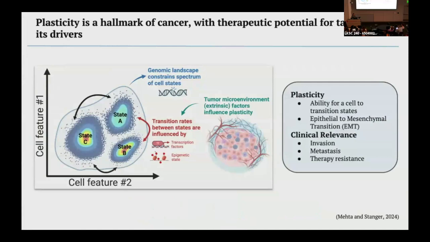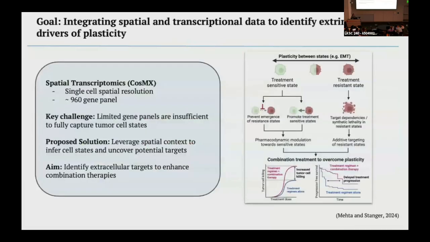EMT is central to tumor progression, metastasis, and therapy resistance, making it an important target for therapeutic interventions. In this presentation, I'll focus on how extrinsic factors within the tumor microenvironment drive cancer cell plasticity, particularly in PDAC. To investigate these extrinsic factors, we leverage spatial sequencing data, specifically CosMx, which provides single cell resolution.